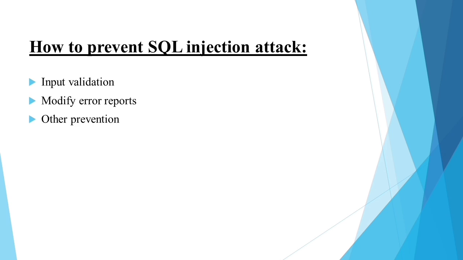The first one is input validation. The coder should replace all single quotes with double quotes. Sanitize the input. That means user input needs to be checked and cleaned of any characters or strings that could possibly be used maliciously. For example, character sequences such as colon, hyphen, select, insert, and XP can be used to perform an SQL injection attack.